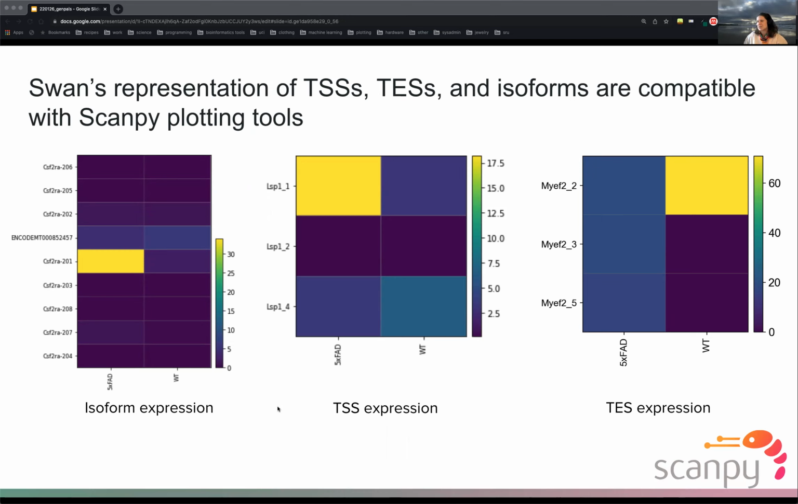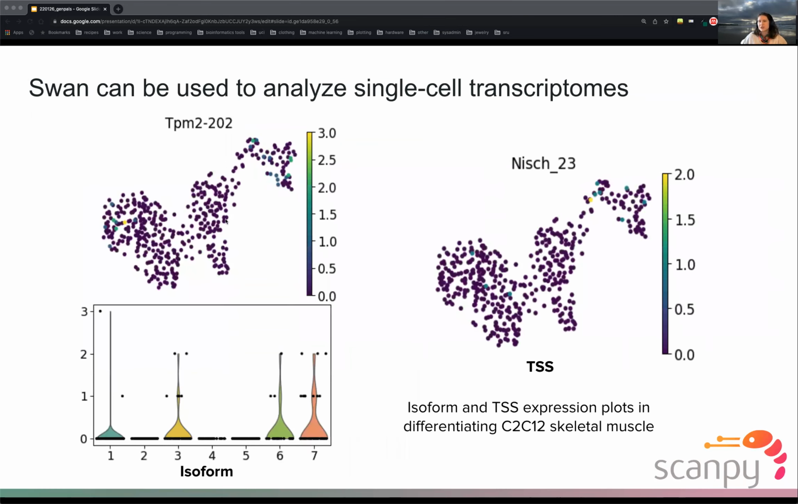So this is actually from a different data set, but this is just showing how you can look at the expression of all of the different isoforms that belong to a gene across conditions, the different TSSs that belong to different genes across conditions, or TESs. And of course, this strategy also enables you to make these traditional single cell style plots, which I'm sure Emmanuel is going to have a fit about this violin plot, but it's more of a proof of concept.